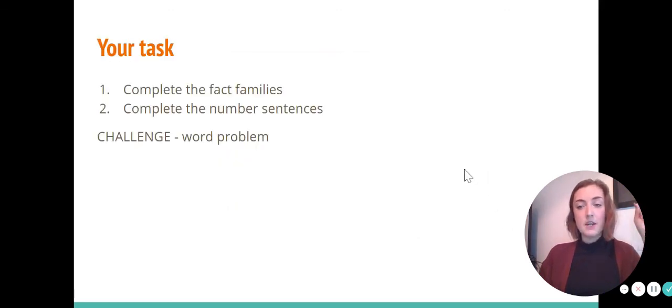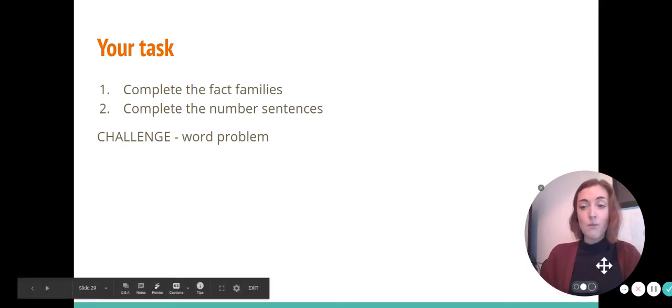So your job today, number 1, is to complete some fact families with arrays like we just did. Number 2 is to complete the division number sentences. There's also a challenge on Google Classrooms, which is a word problem. Let us know how you get on, and well done on all your fantastic dividing over the last few weeks.